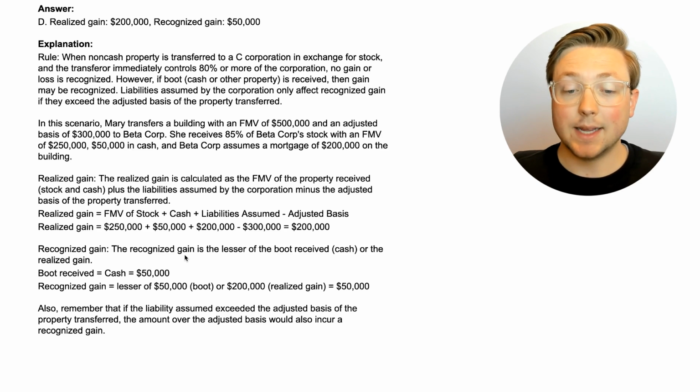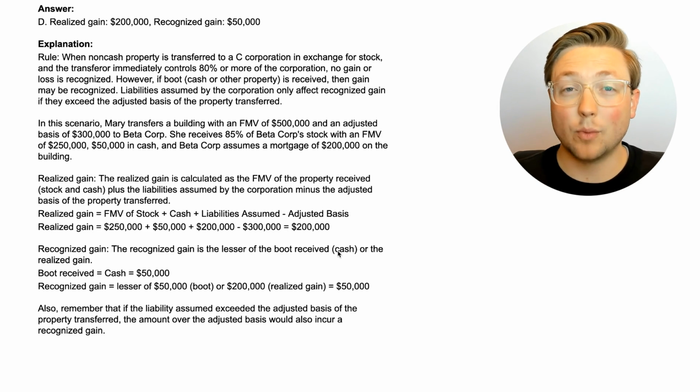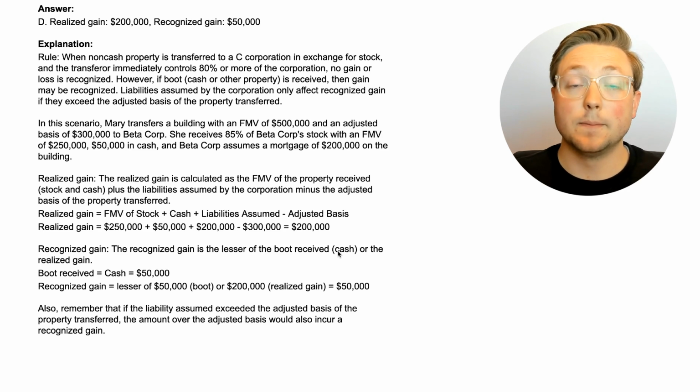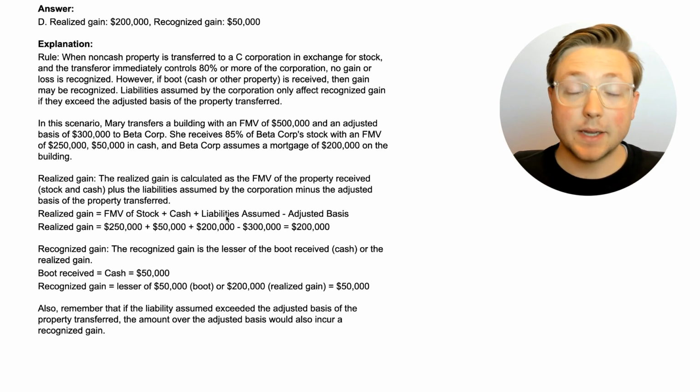The recognized gain is the lesser of the boot received, and in this case, that's the cash. And usually, by the way, it's almost always cash. I almost never have seen a boot that's, quote unquote, other property, although I've heard it mentioned. Almost always, cash is the boot. You can have moments where the liabilities exceed the adjusted basis of the property, but most of the time it is cash. So it's the boot received, which is cash, or the realized gain.